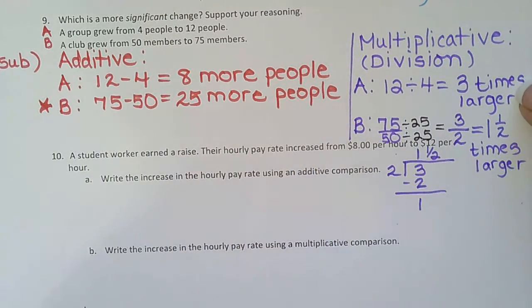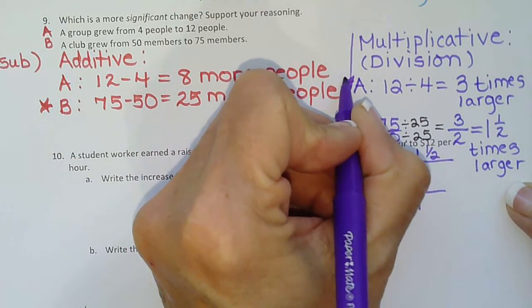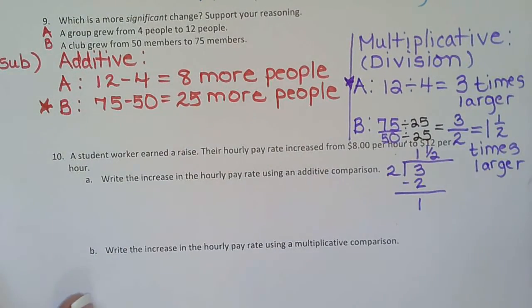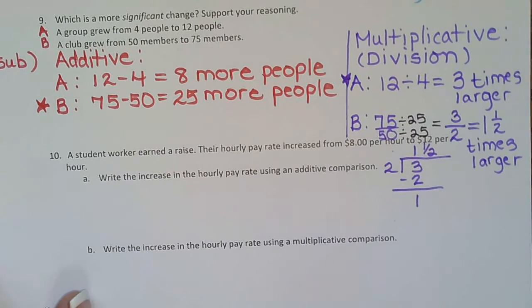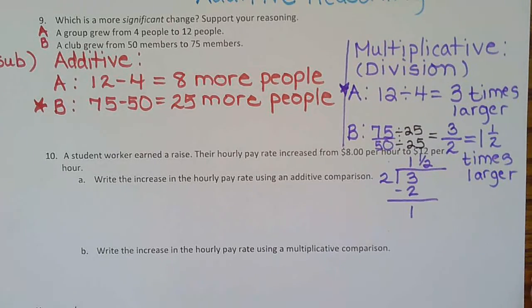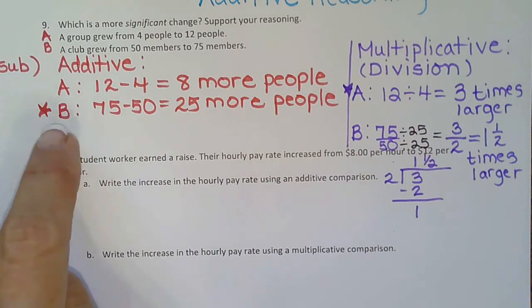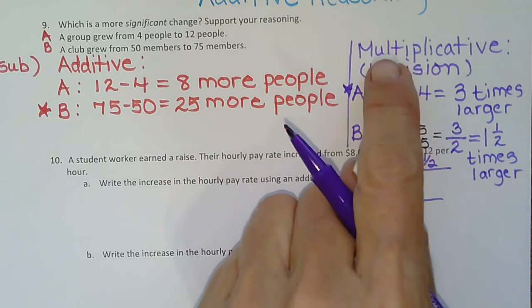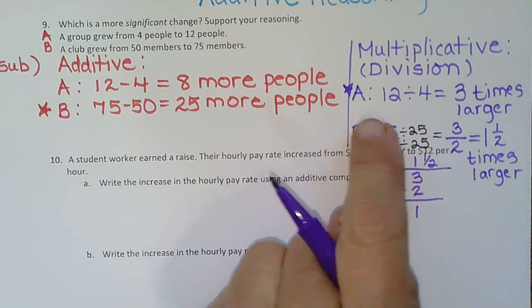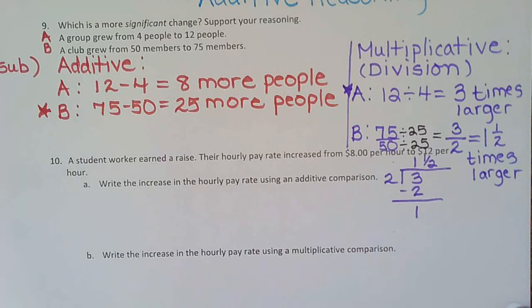So this one tripled in size. This group is 1.5 times larger. So using multiplicative reasoning, we can see that group A had the more significant change. And many times you'll see this is true. The answers change when we use different reasoning. So additive, group B grew more. If we use multiplicative reasoning, group A grew more because it tripled in size.